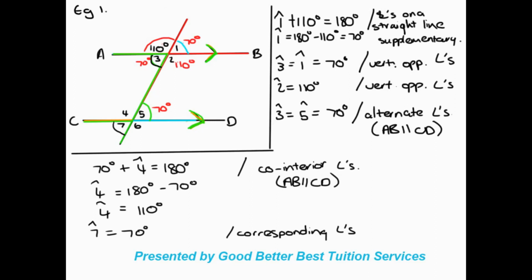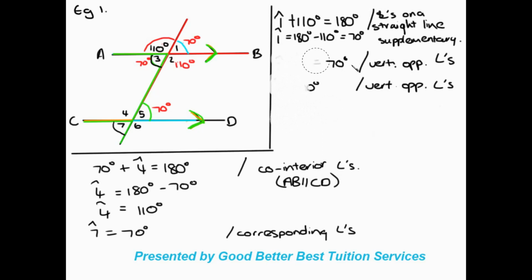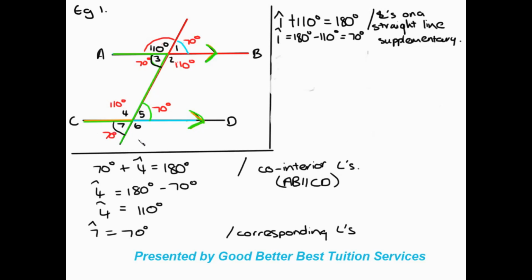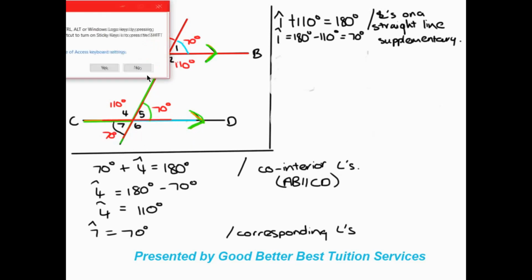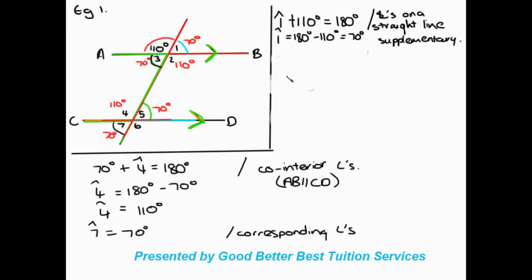Cool. So let me just clear up some space here on the top. So we can work out our last one, which is going to be angle number 6. Let me just write in our answers for angle number 4 and 7. Angle number 4 was 110 degrees. Angle number 7 was 70 degrees. So now we can just use the method that we've used before. We can use the X, and now we can just say that angle 6 is equal to angle 4, which is equal to 110 degrees, and the reason is going to be vertically opposite angles.